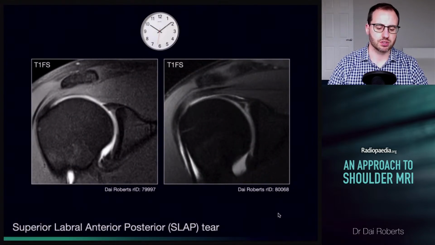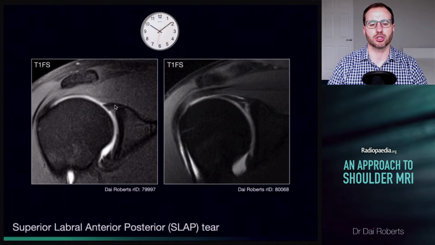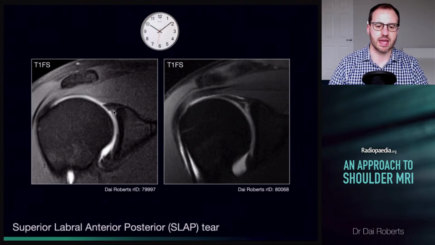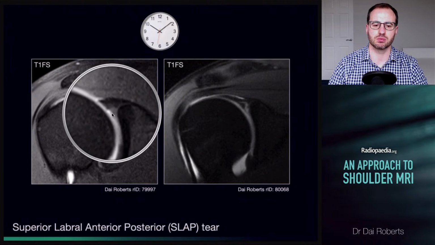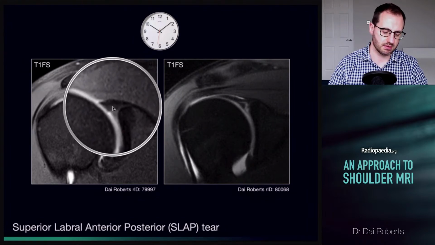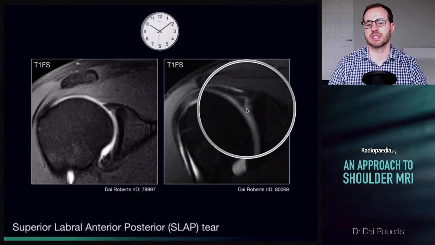SLAP lesions, so the superior labrum anterior to posterior tear. The bicipital labral complex is essentially where the proximal long head of biceps origin is at the superior aspect of the glenoid. On the left, you can see a normal insertion where there isn't any gadolinium extending into there, whereas on this study, you can see that there is a SLAP tear.